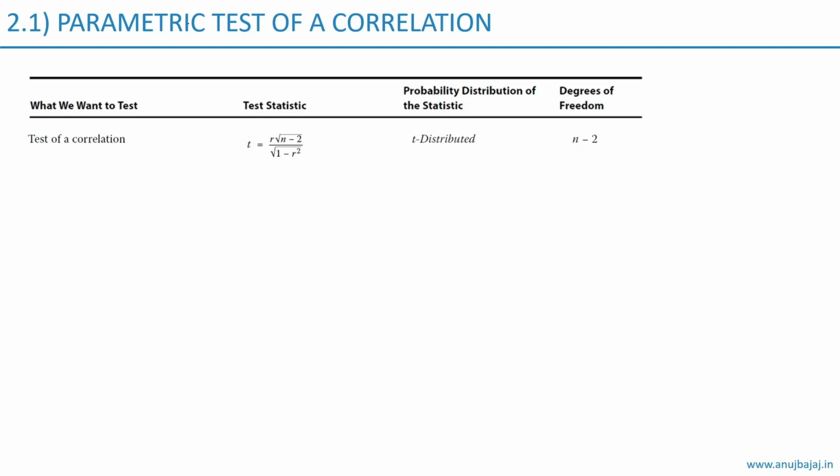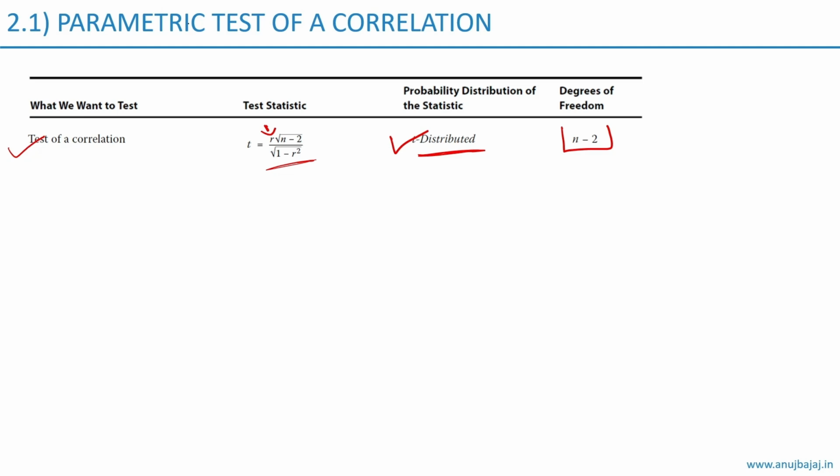Here we want to test the correlation between two variables, and the test statistic that we use is this: the test statistic equals the sample correlation multiplied by the root of sample size minus 2, divided by the root of 1 minus the sample correlation squared. The test statistic follows a t distribution, and this is the degrees of freedom that we will use to find the critical value using a t distribution table.